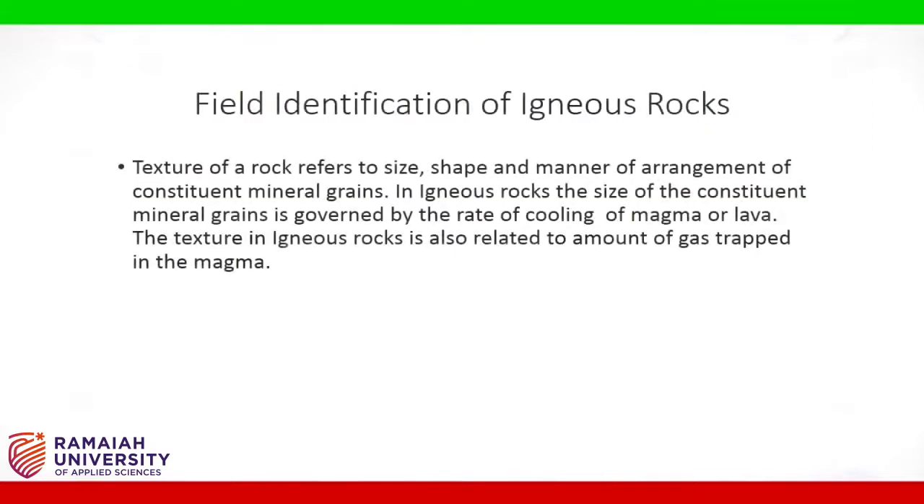Texture of a rock refers to the size, shape, and manner of arrangement of constituent mineral grains. In igneous rocks, the size of the constituent mineral grains is governed by the rate of cooling of magma or lava. The texture in igneous rocks is also related to the amount of gas trapped in the magma.